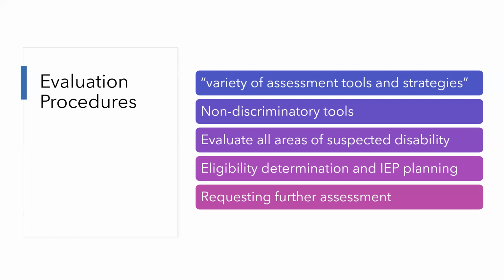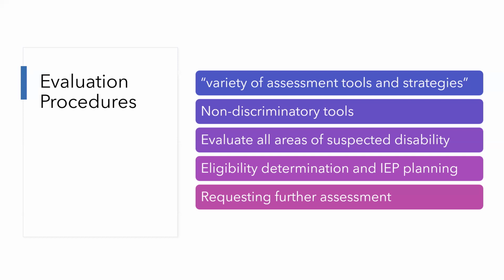IDEA states that the IEP team needs to review all existing evaluations. This could include any information that was provided by parents, any assessments that the student has taken. A lot of times, kiddos will be receiving private services outside of the school setting, and they oftentimes do their own evaluations and things like that. And sometimes that information can be very helpful to the school team as well.